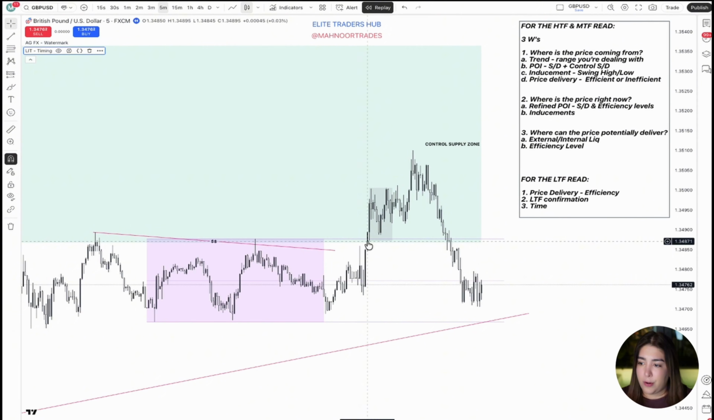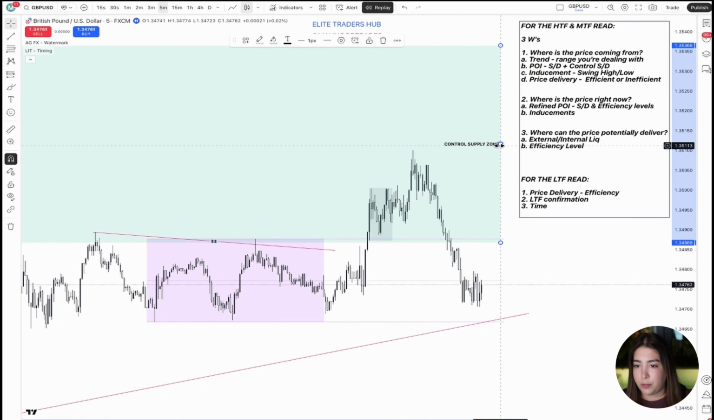If we've already arrived into a zone, which is one of the points of interest, this control supply zone is one of the points of interest. Remember when I said you need to understand where the price is, in a zone, for you to start looking for lower time frame confirmation. In this case, price has already arrived into a control supply zone, and we know that's a good thing.